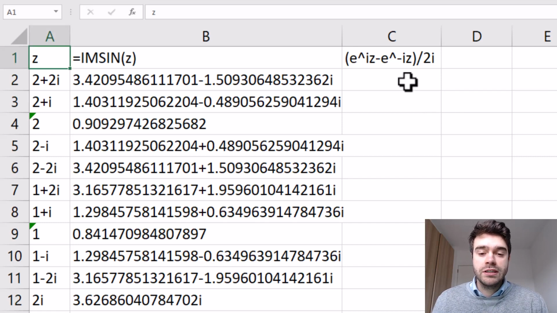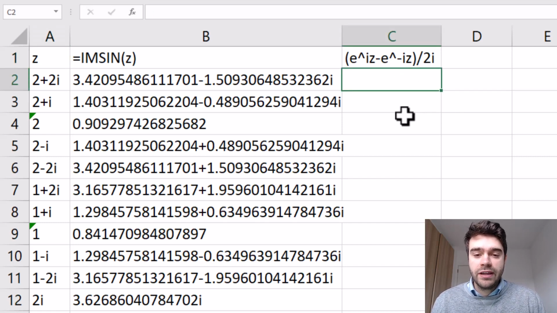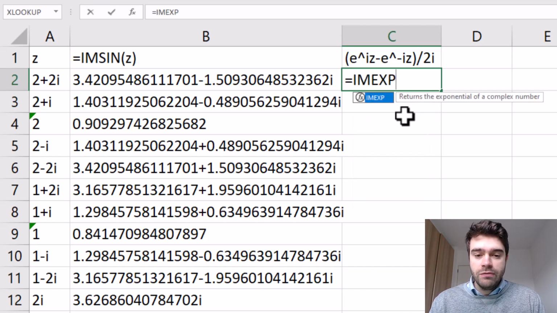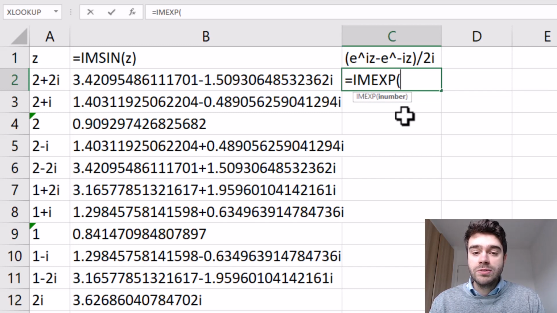So e of course stands for Euler's number, which is 2.71828, etc. And so whenever we bring e to a certain power, we call this taking the exponential. And so we can do this with the IMEXP function. We use this function whenever we want to return the exponential of a complex number. So in this case, what you want to return the exponential of is i times the complex number.